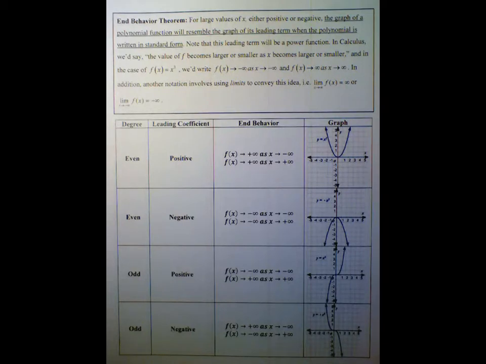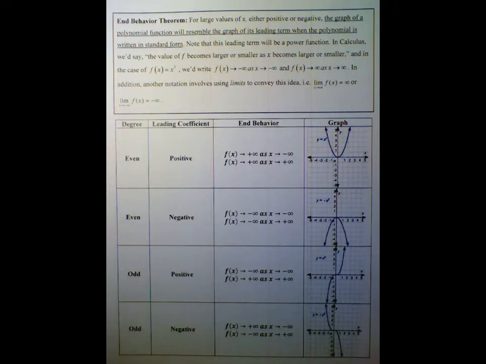This is part 8 of section 5.1. Now we're going to talk about the end behavior of our polynomial functions with the end behavior theorem. For large values of x, either positive or negative, the graph of a polynomial function will resemble the graph of its leading term when the polynomial is written in standard form. Note that this leading term will be a power function.